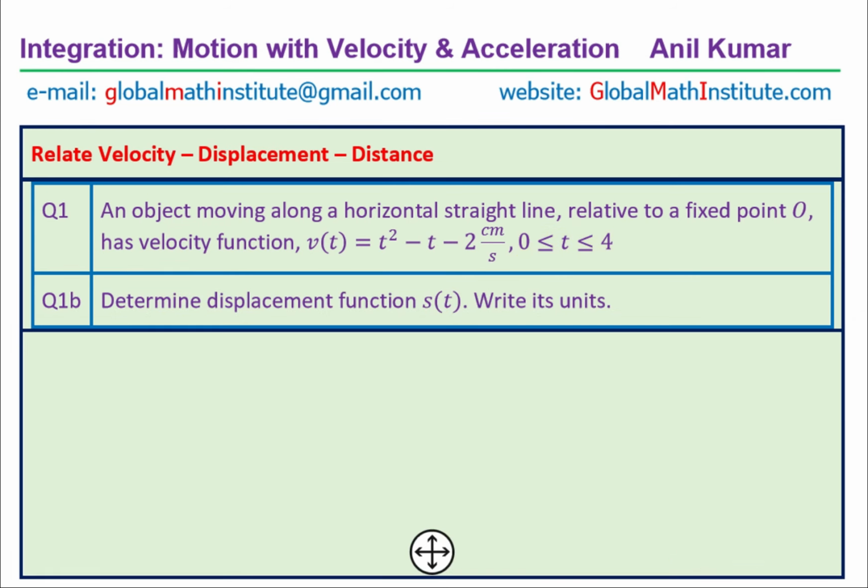So let's move forward. What we figured out here is that when we have drawn the sign diagram, the object at t equals 0 is moving left, and then it moves right. And this happens at t equals 2, that it starts moving on the right hand side. Initially, it is going left.